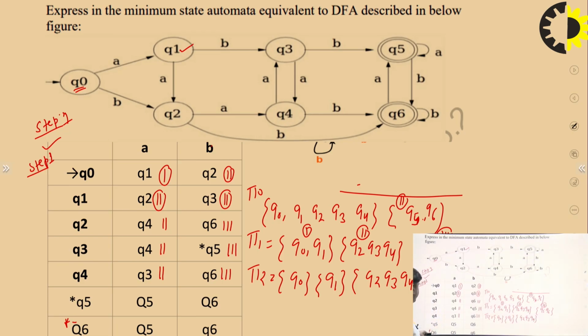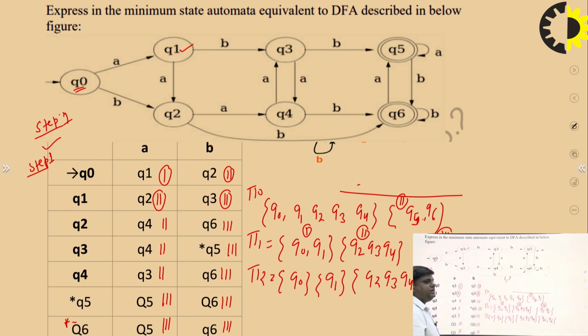Now check Q5 and Q6. Now it is set 3. Now again it is set 3. Here also lie into set 3. It means Q5 and Q6 also have the same behavior, so they lie into the same set.